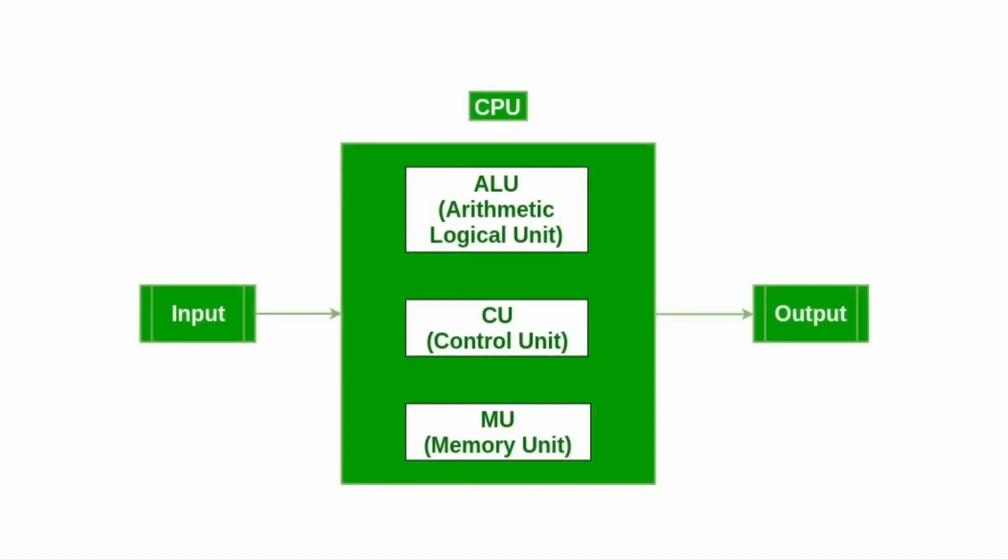So here we have given you a diagram where on the left side you have an input, and in the middle you have CPU, which contains ALU, that is arithmetic logical unit, then CU, control unit, and MU, which is memory unit. And after processing the input, we finally get an output.